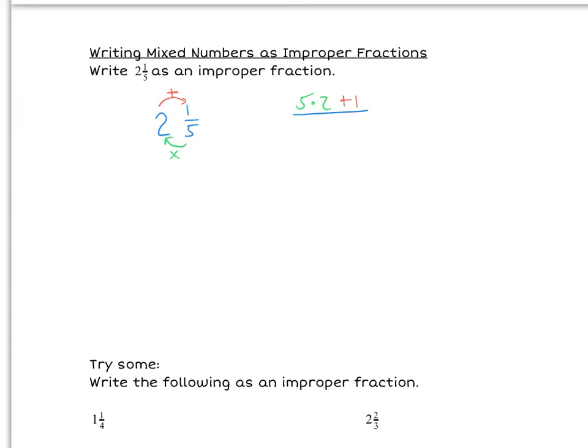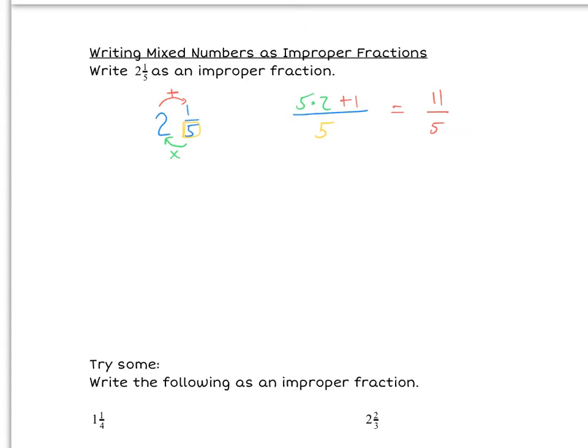So what goes on the bottom of my fraction, though? The denominator? Yeah, the denominator. This number right here is still going to go on the bottom. So the 5 always stays on the bottom because that's my denominator in my original. So we would do that math. We would do 5 times 2 is 10, plus 1 is 11, and then the 5 stays there. We now have an improper fraction. So we start with a mixed number, went to an improper fraction.